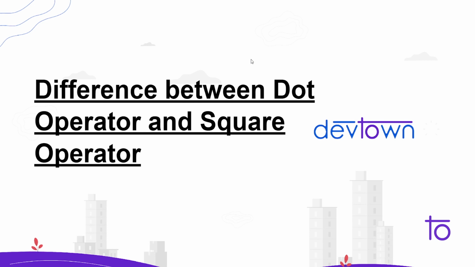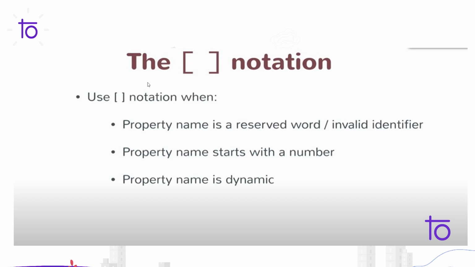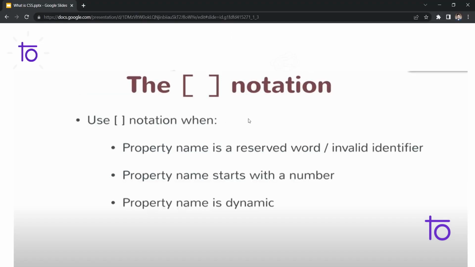In this particular video, we are going to see what is the basic difference between dot operator and square operator. In the previous video, we had seen how objects work in JavaScript, and we also learned how to create objects with the help of the object literal symbol. So in this video we are going to see the basic difference between dot operator and square operator. These are the three scenarios in which we are going to use the square operator. We can use this notation first of all when our property name is a reserved word. So what does this mean? Let us see with the help of code.